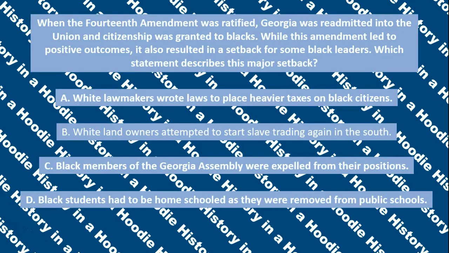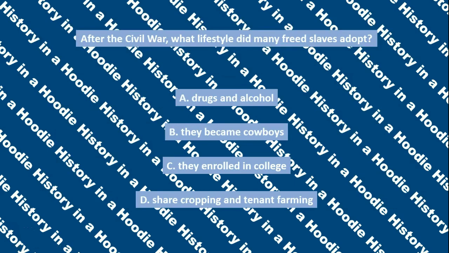When the 14th Amendment was ratified, Georgia was readmitted into the Union and citizenship was granted to blacks. While this amendment led to positive outcomes, it also resulted in a setback for some black leaders. Which statement describes this major setback? After the Civil War, what lifestyle did many freed slaves adopt?